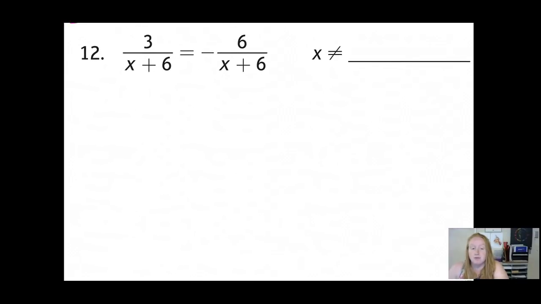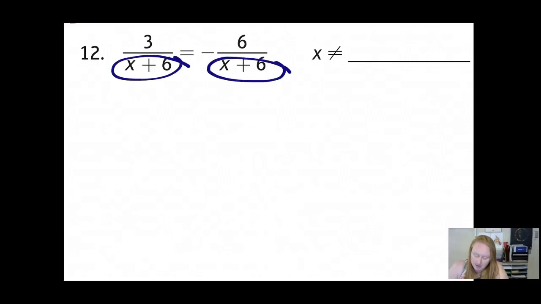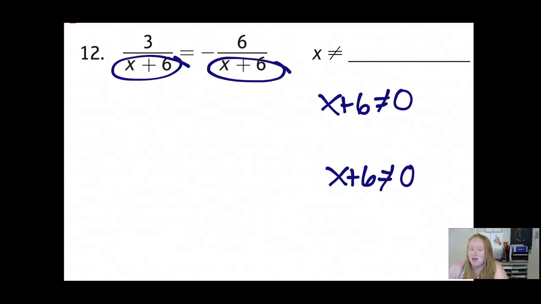So here I have 3 over x plus 6 and 6 over x plus 6. What's nice is that because these are the same thing, I could write x plus 6 doesn't equal 0 twice, and I could do that math twice, but I don't have to. Mathematicians are lazy. We're not going to do things more times if we don't have to. That's the whole reason why we use letters in math, is because they don't want to write the whole word out.